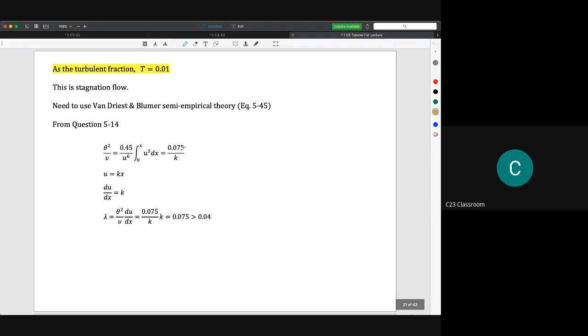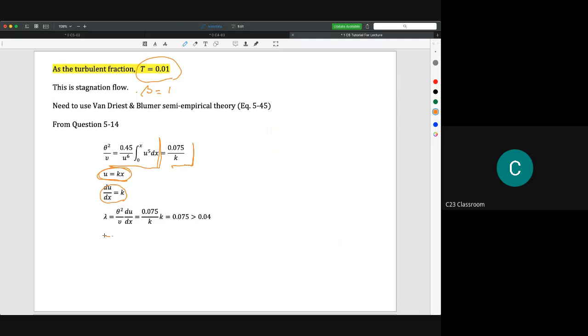Okay, so let's say the turbulent intensity is T equals 0.01. So because this is a stagnation flow, the beta is equal to 1. So and then we start from this calculation. So theta square over nu. So this is from the Thwaites method. So we get 0.075 over k. So we substitute, we know that the value of u here is u equal kx. So du dx is equal to k.